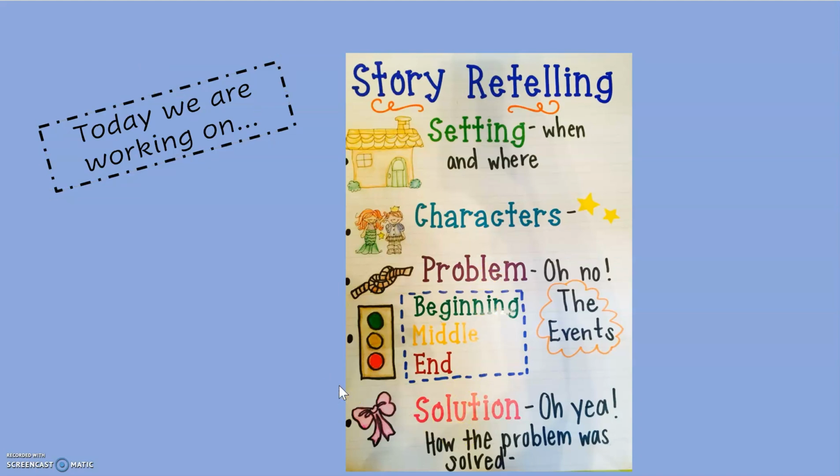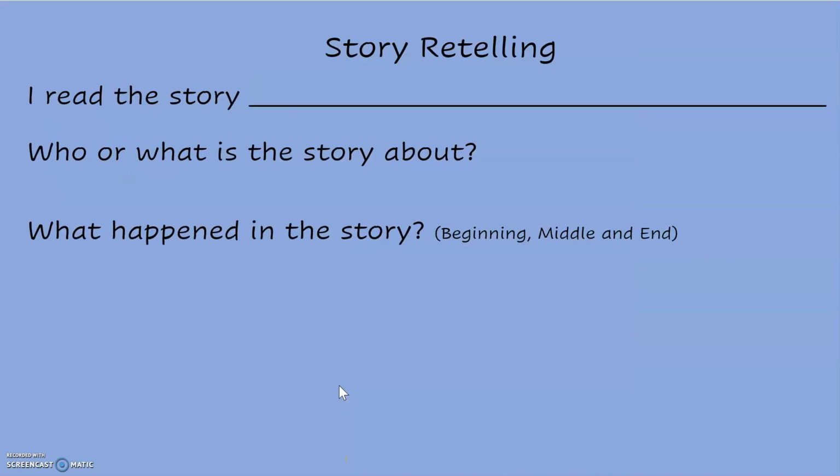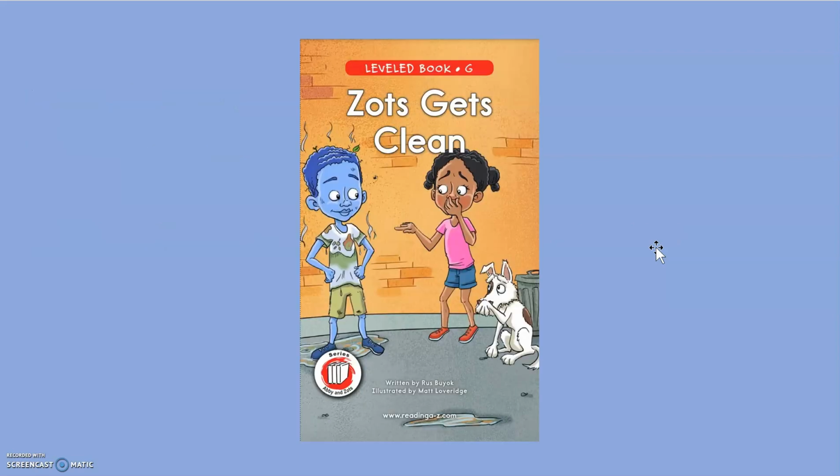Okay. So before we get started, let's look at this. Story retelling. This outline is going to help us retell the story. I read the story. This is where we'll put in the title. Who or what was the story about? This is where we'll discuss the characters and what happened in the story. And this is where we'll name our events, and we'll think about the beginning, the middle, and the end. Okay? So let's take a little picture walk back through.